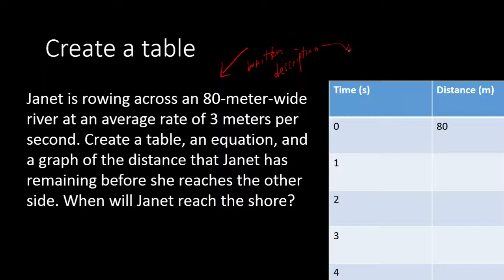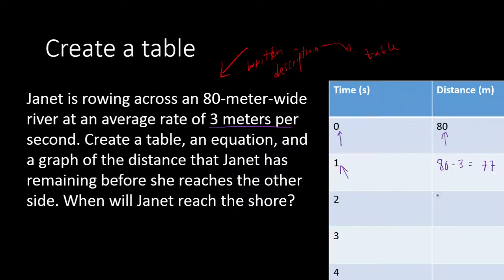And now we're going from written description to table. So let's see what that looks like. So she's rowing across an 80-meter wide river, 3 meters per second. So that means when she starts at time 0, she's 80 meters away from the shore. 1 second later, if she's gone 3 meters per second and 1 second has passed, that means she's traveled 3 meters, right? So 80 minus 3 equals 77. So now she's 77 meters away from the shore.